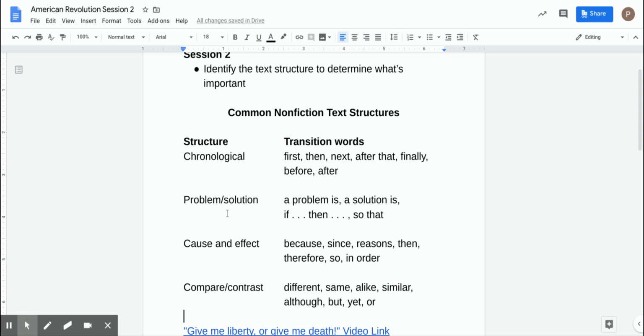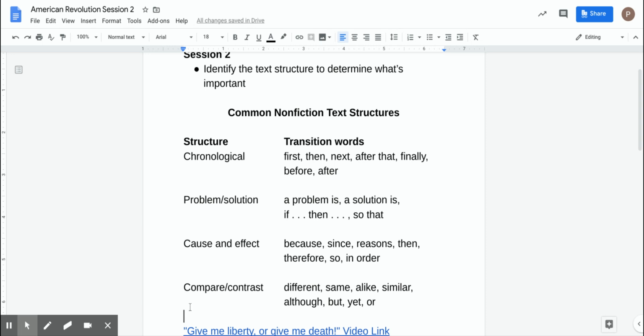For problem solution, there's a problem and then some kind of solution. So you're going to see those words, or you might say, if this happens, then, or so that this occurs. Cause and effect, we'll talk about how there's a cause of something and then there's an effect after it. So because something happened, something else occurs. You might see words like because, since, reasons, then, therefore, so, in order.